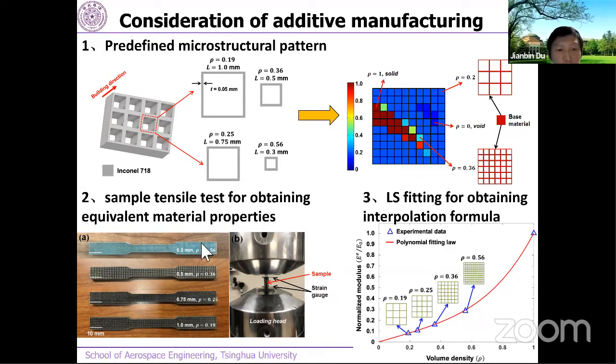In step two, a series of sample tensile tests are performed instead of homogenization calculation to obtain the macro equivalent material properties of the metal material with a given size of the microstructure. You can see we choose four samples for this test. In step three, a least square fitting is performed to find the continuously varied material interpolation formula, which will be used for the later design optimization of the metal material distribution over the macrostructure domain.